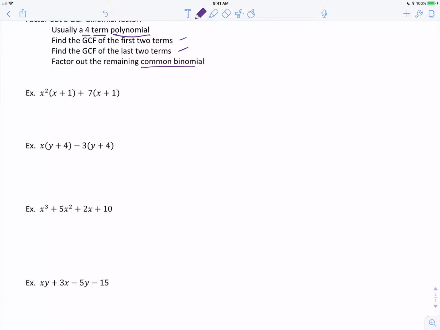All right, so look at this first one. I just want to point out that in this case, this thing is one whole term and this is another whole term. Well, what do those 2 terms have in common?